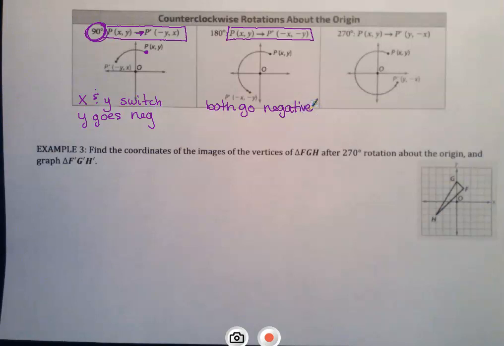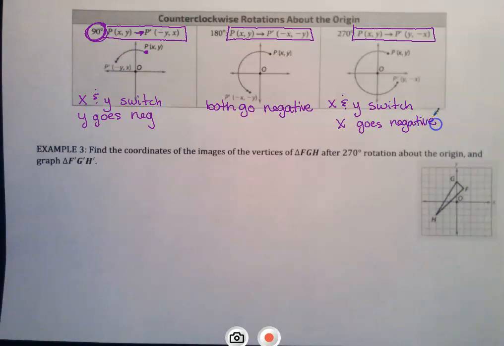Okay, and in a 270-degree turn, so X and Y switch, X goes negative. Perfect. Because the reason this is helpful for us, unfortunately you have to memorize that to be helpful, but we're going to find the coordinates of the images of the vertices of triangle FGH after a 270-degree rotation about the origin, and then we want to graph F prime, G prime, H prime.